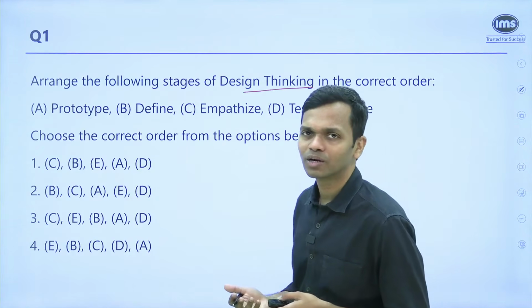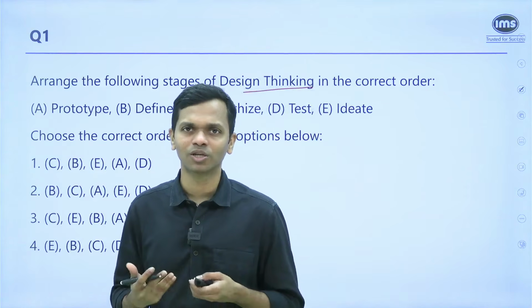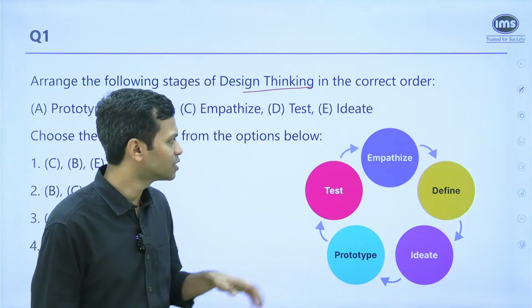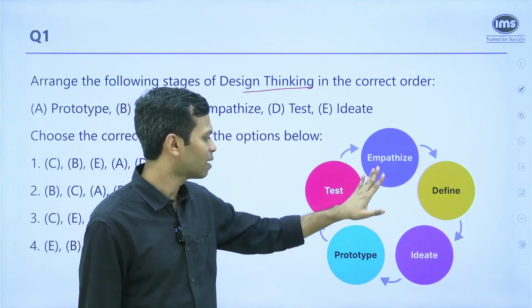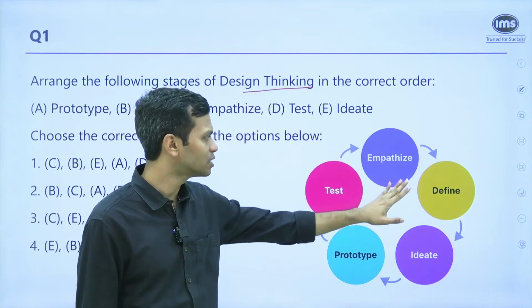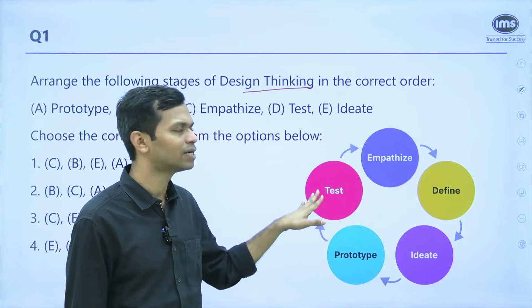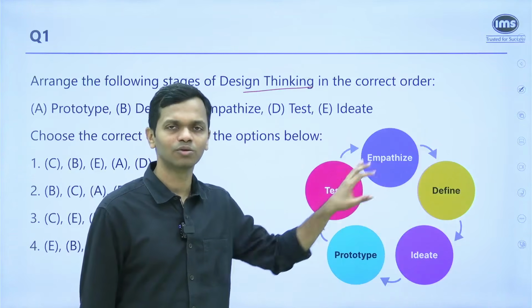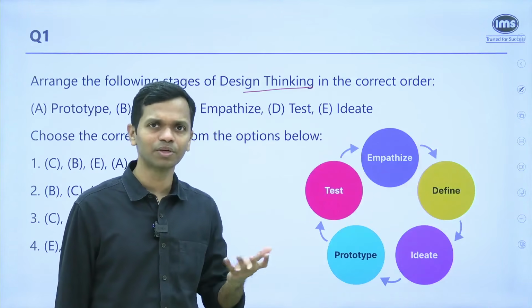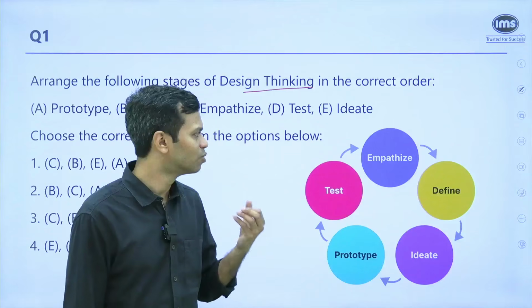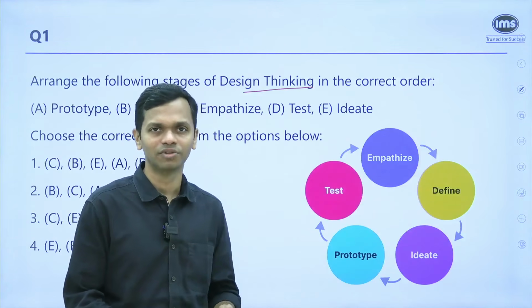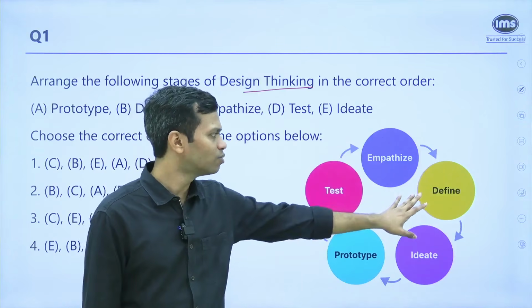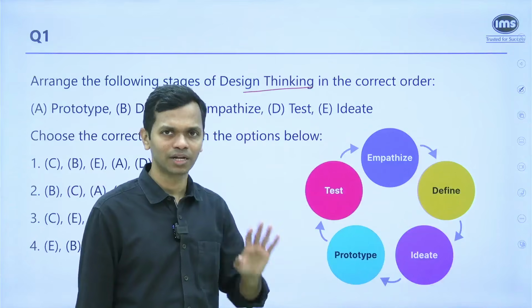But let's now look at the actual steps. What is the logical order here? So this is the cycle. It starts with empathizing, correct? So empathize, define, ideate, prototype, and test. That is the order in which it moves. So you start with empathizing. You talk to, let's say, people who are facing a particular problem. You understand the context in which that problem is being faced. Then you define that particular problem in a nice manner.